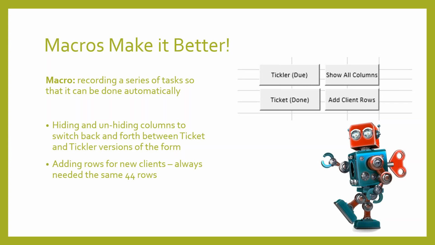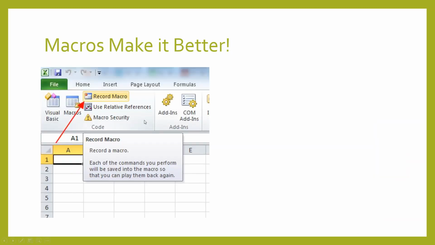So examples of places that you might use this are hiding and unhiding columns or adding new rows, setting print areas. If you have special things about the way you save things, any of those can be turned into a macro to save time. So I'm not going to go into a lot of detail about how to do that, but depending on which version of Excel you're using, either in the File ribbon or in the View ribbon, sometimes it's in the Review section, there's a button that says Record a Macro.